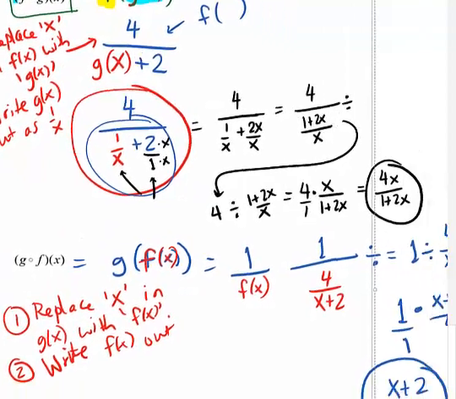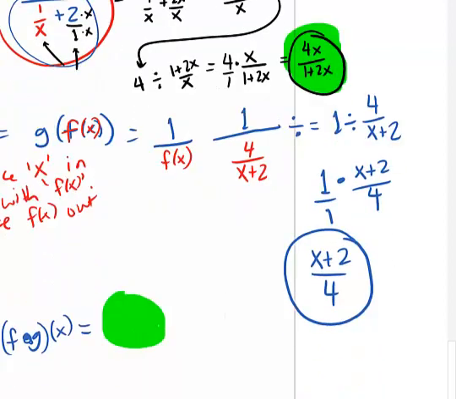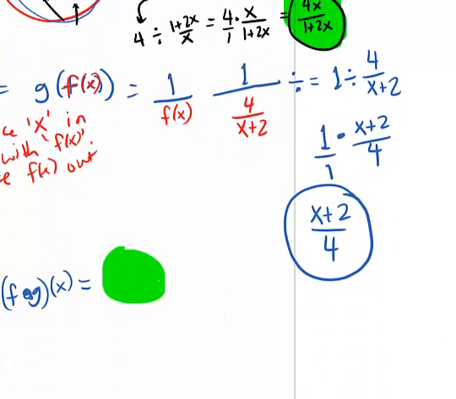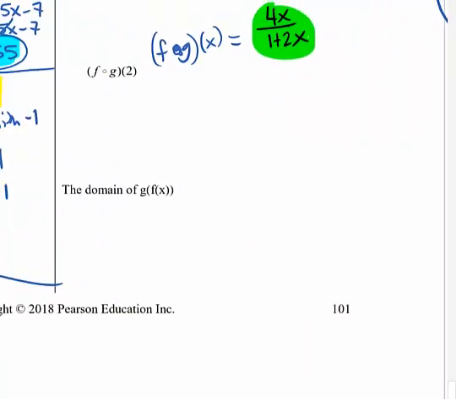Where was that? f of g of x. When I did all my simplifying, he ended up being here. I'm going to bring him down. It was 4x over 1 plus 2x. Alright, so that's the one.